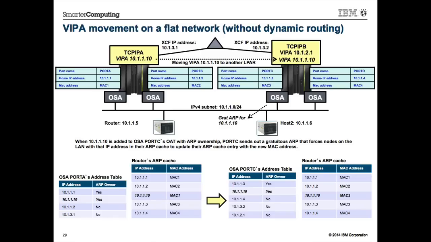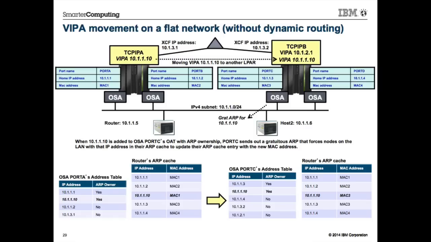So on slide 29, we're back where we started, where we have 10.1.1.10. That VIPA is in the same subnet as the OSAs. So OSA A is the VIPA owner. He's responding to ARPs for 10.1.1.10, and the router thinks that 10.1.1.10 is on MAC 1, which is OSA 1, so we are getting to the OSAs.